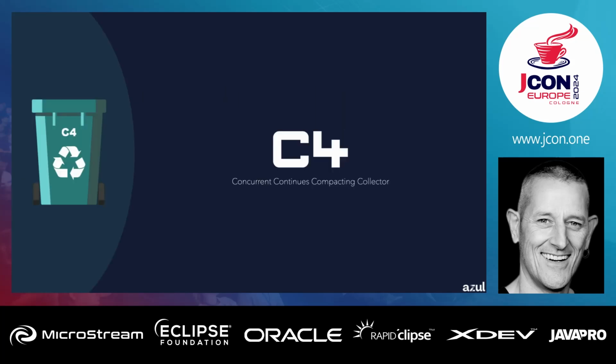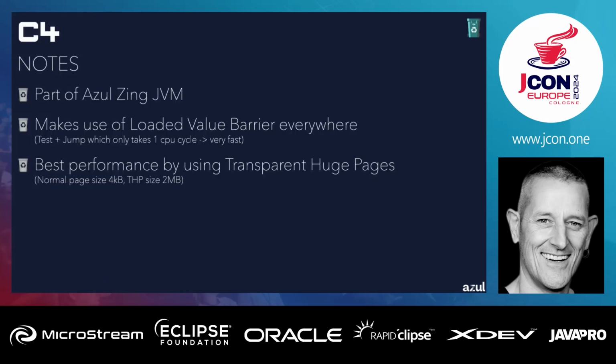This is the so-called C4, which is by Azul. It's a little bit older already, more than 10 years old. The reason why I mentioned this one here is that ZGC is more or less a copy of it. It's exactly the same algorithm in the non-generational version. The generational one is a little bit different because in ZGC they used write barriers, where in C4 we only use read barriers everywhere. This is the main idea.